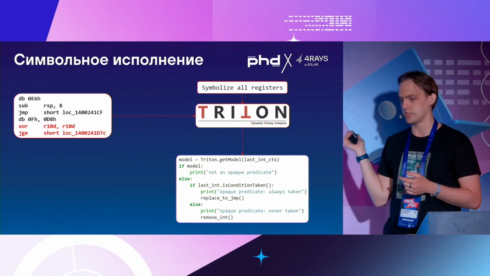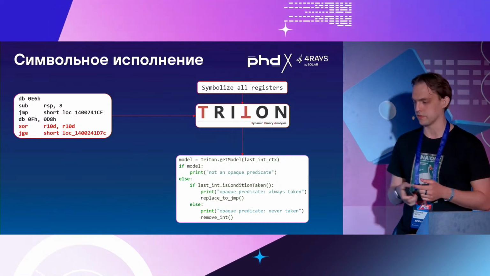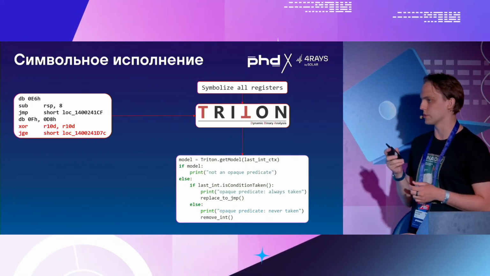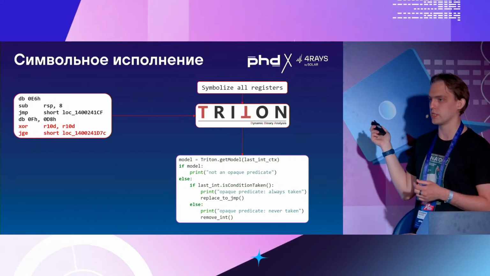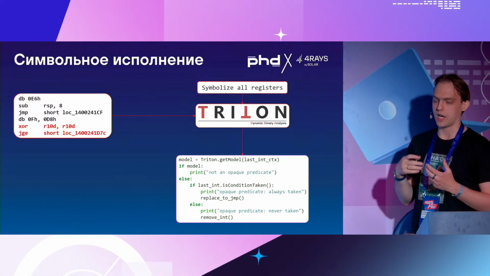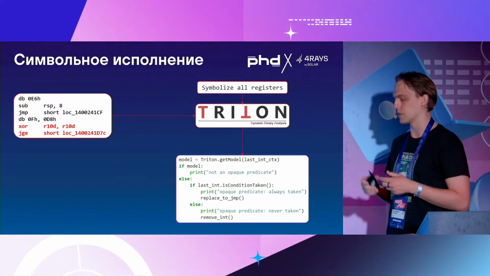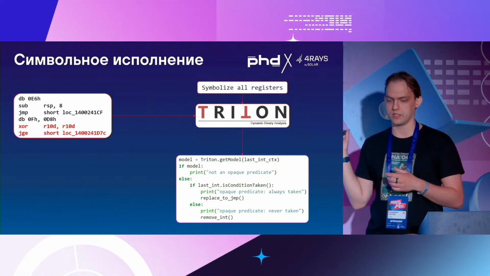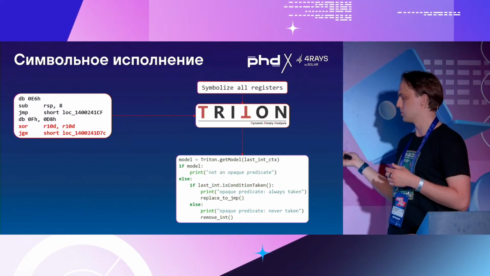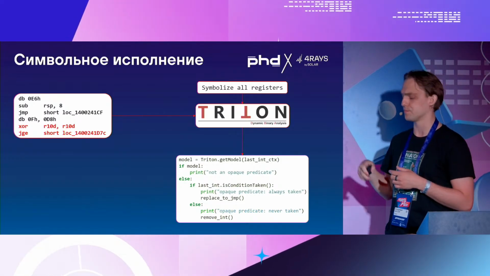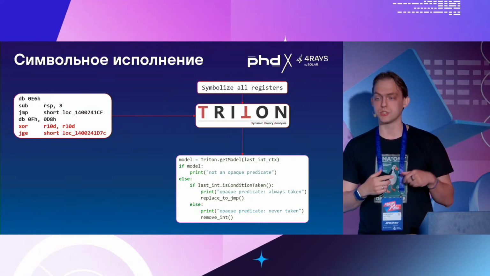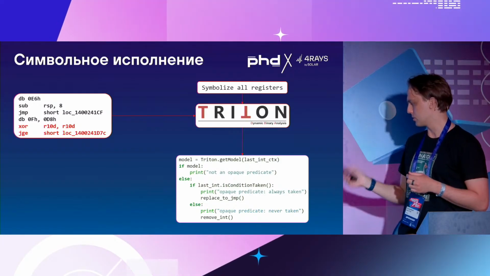It would be enough to perform two functions, and I opted for Triton because it's written in C and works much faster. And I symbolize all the registers, so it means that by default all the symbolic engines work with symbols, not with variables, so to say. To symbolize a register or some memory cell means that you tell the symbolic engine to perceive that as a variable, and you can use some mathematical formula instead of that.